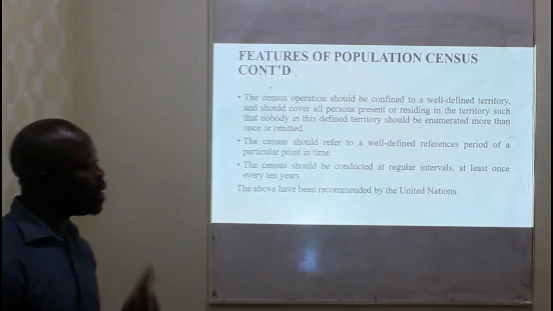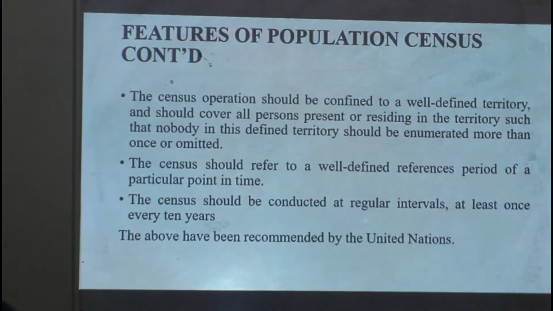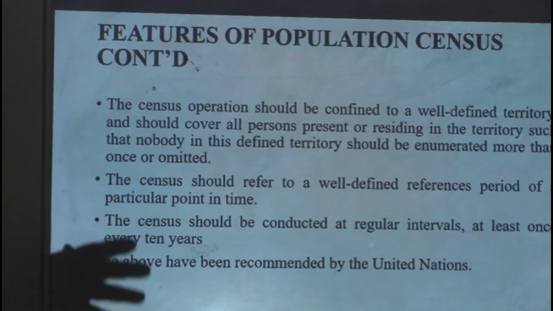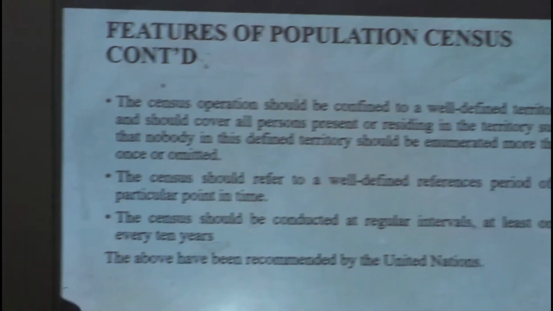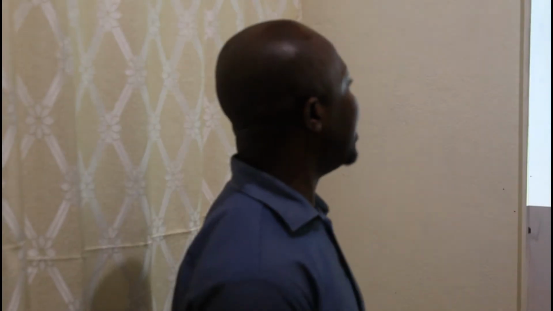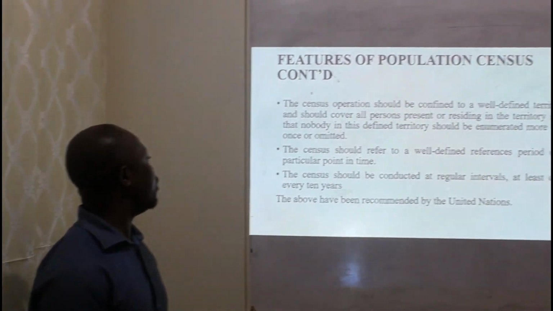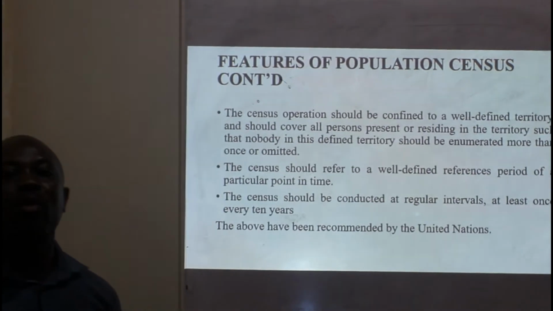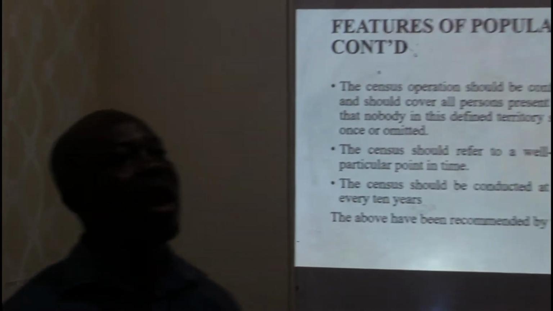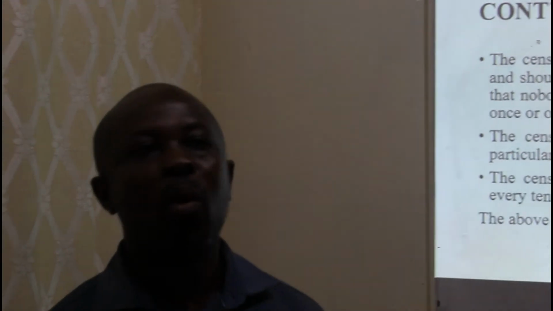We should cover all persons present or residing in the territory. So we shouldn't discriminate and say this person doesn't qualify. Everybody within that territory who has a permanent abode should be considered. A census should refer to a well-referenced period of time. And so anytime we are doing a census, we should consider the time period. What time are we going to get more people in the house, or when will people be at home?